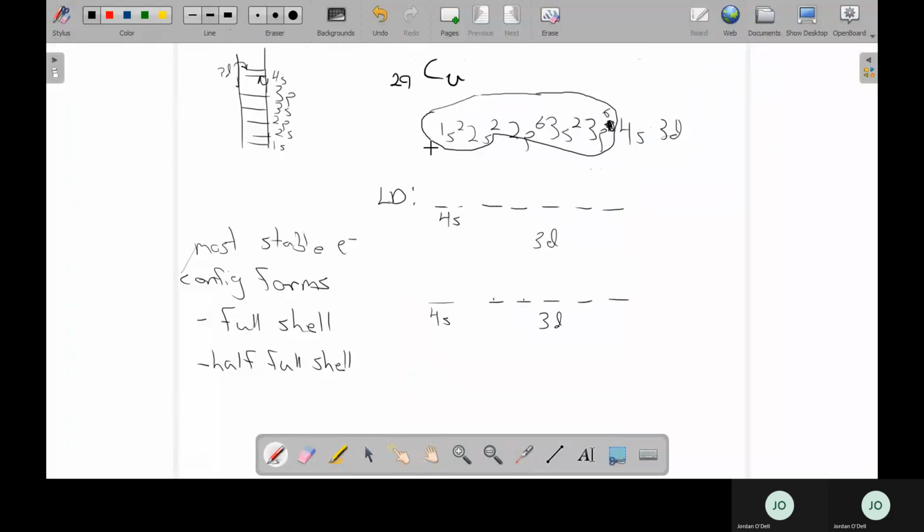Wait, let me think about that. So that's 18, puts me at 11, 2, 9. Yep, okay. So it's element number 29.